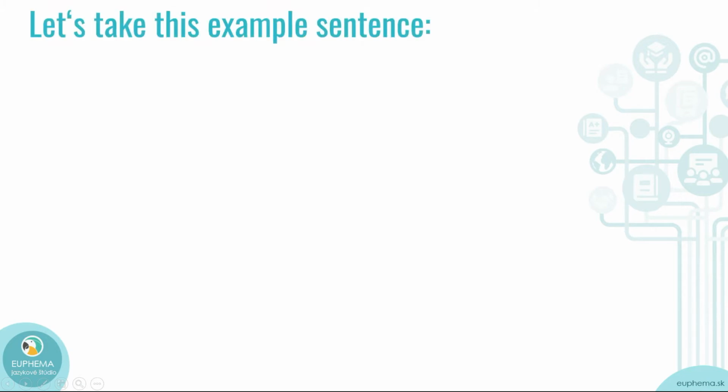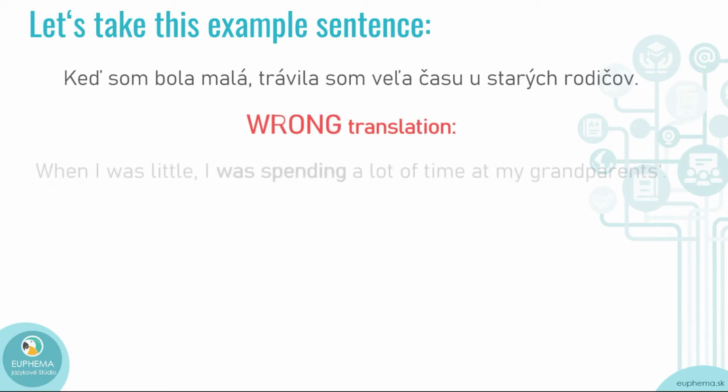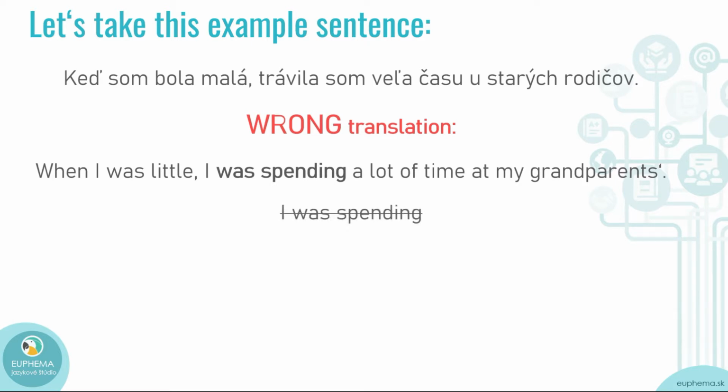Okay, let's take this example. Imagine you want to translate this into English: "Keď som bola malá, trávila som veľa času u starých rodičov." And very many Slovak students of English translate it wrongly. They say, "When I was little, I was spending a lot of time with my grandparents." Well, that's wrong, because "I was spending," past continuous, is wrong here.